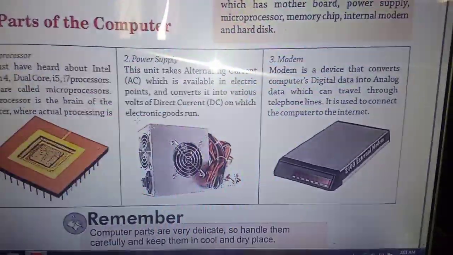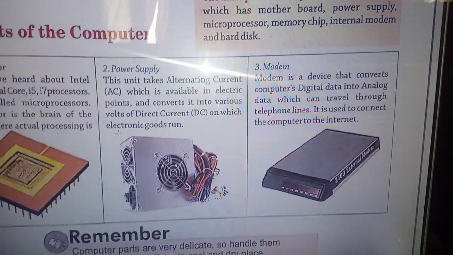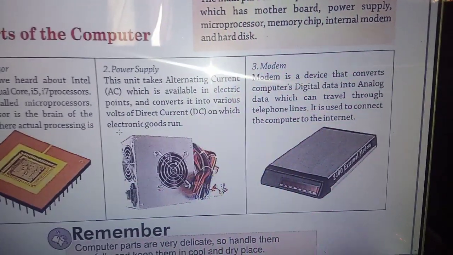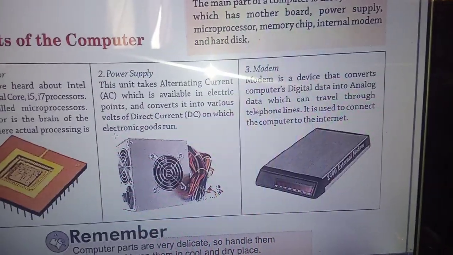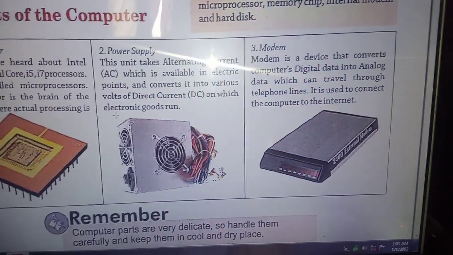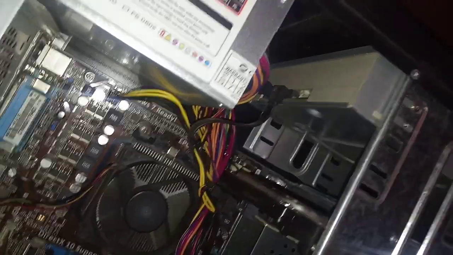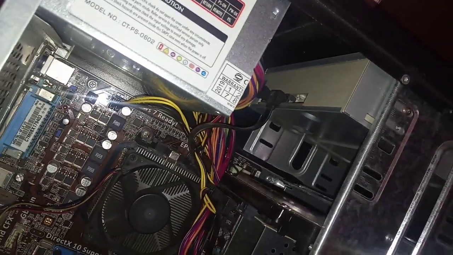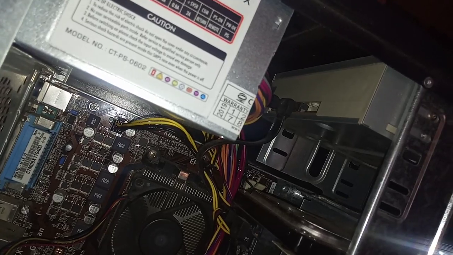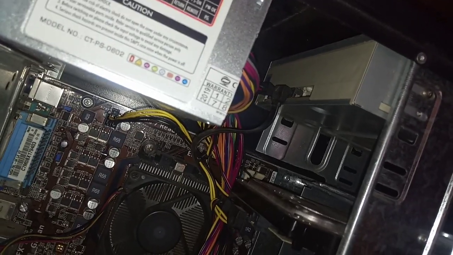Our next part is the modem. Modem is a device that can convert the computer's digital data into analog data. Here we can see this is a modem. It is used to connect the computer to the internet.